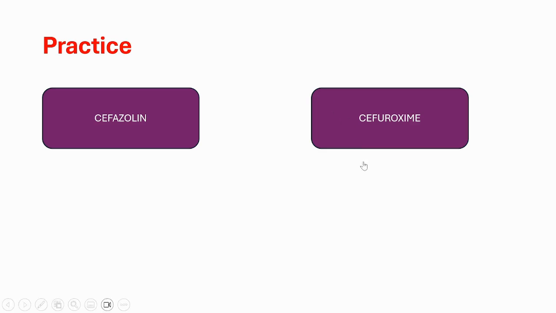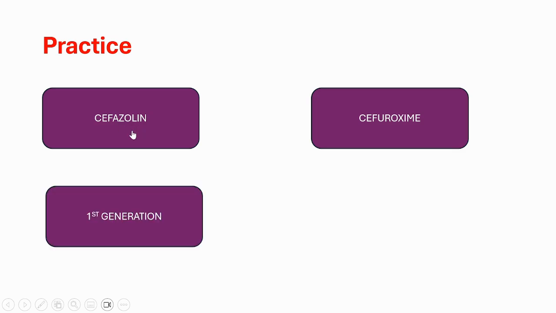So our first drug is cefazolin. So this has to be first generation, right? Because it begins with CEF and then is followed by A. So cefazolin has to be first generation.